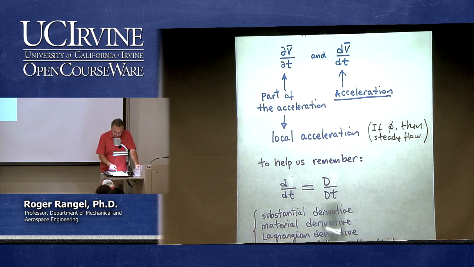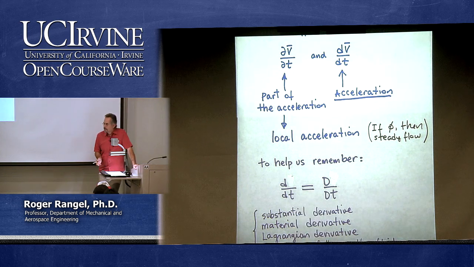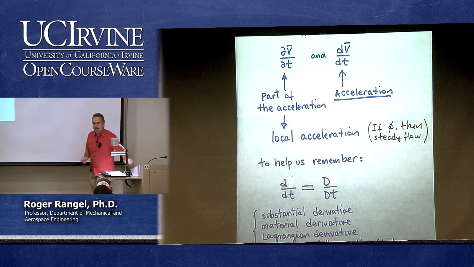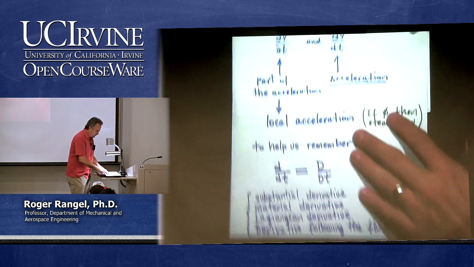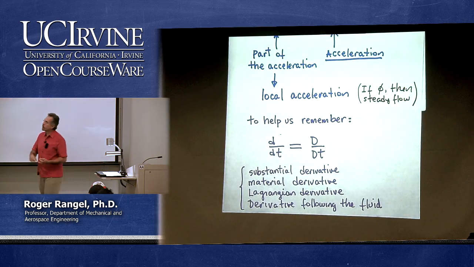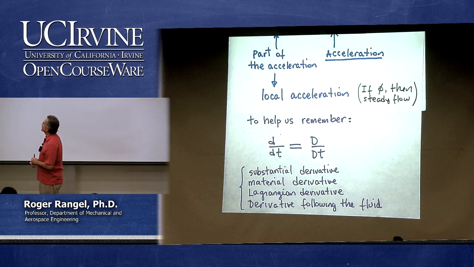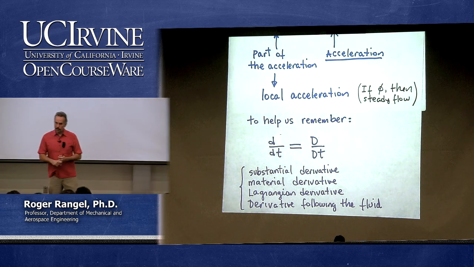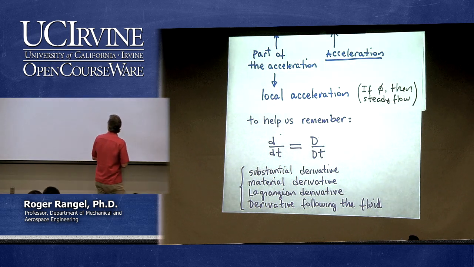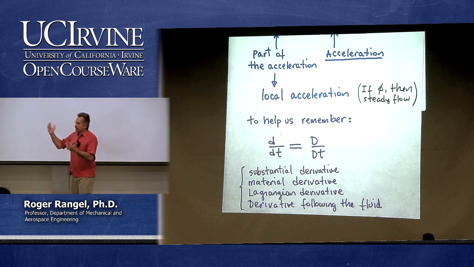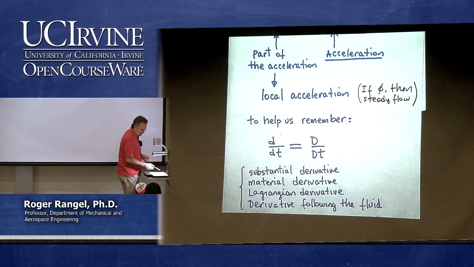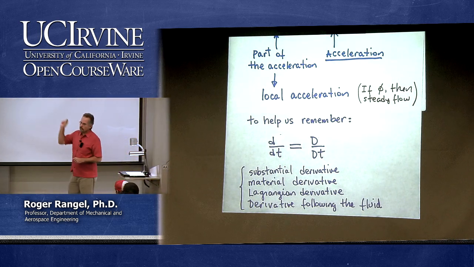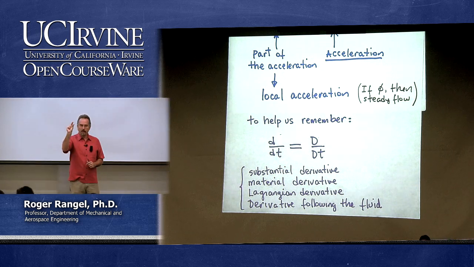And this one is given a variety of names that all mean the same thing. I wrote there 4 names that probably covers them all. You might hear it referred to as the substantial derivative, the material derivative, that's what your book calls it, or the Lagrangian derivative. It's the one that we came up with by using Lagrangian mechanics. Another name for it is the derivative following the fluid. All of those names have to do with the fact that you are following a fluid particle, a material particle.